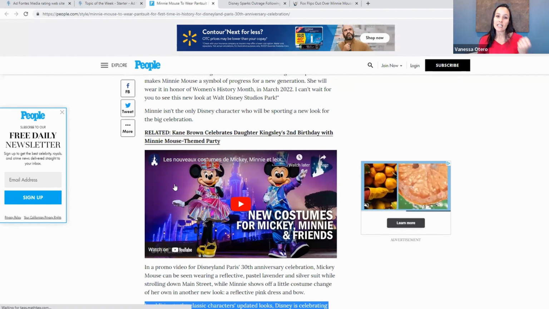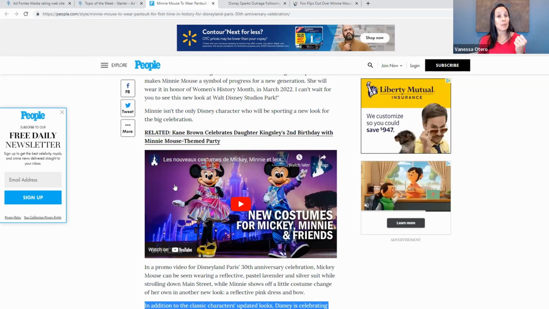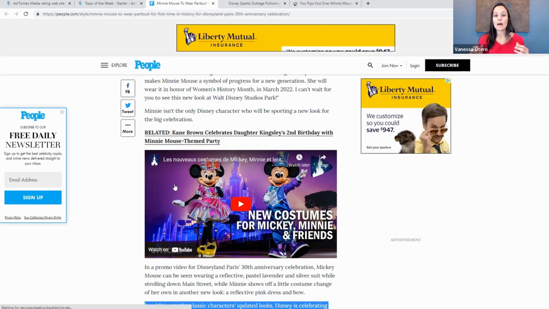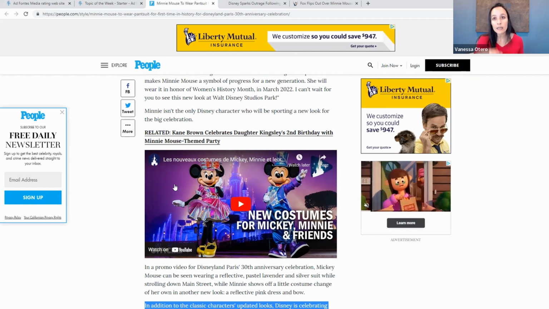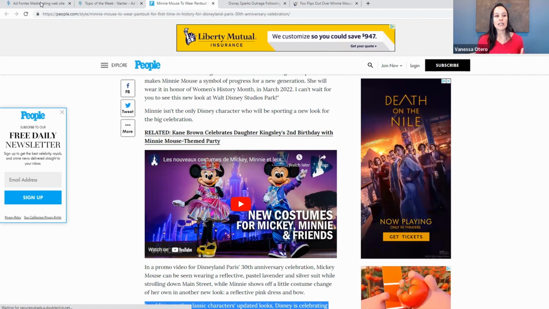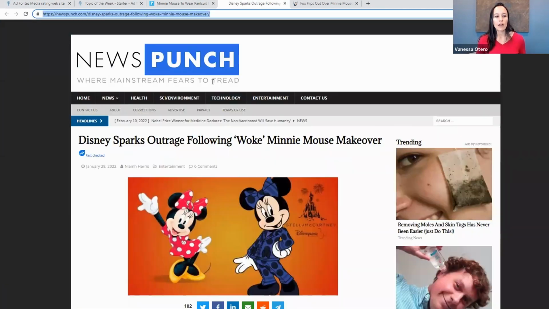So let's explore how this same story about Minnie Mouse's pants gets treated. I know we said it's not important and we don't downrate it for that, but ultimately the story is about Minnie Mouse's pants, right? This doesn't really affect your life. It doesn't really affect my life. It's like, oh, there's a thing that Disney did to indicate progress, okay? What does this look like in another article? On NewsPunch: Disney sparks outrage following woke Minnie Mouse makeover. Oh man, outrage. Now there's outrage over mouse pants.